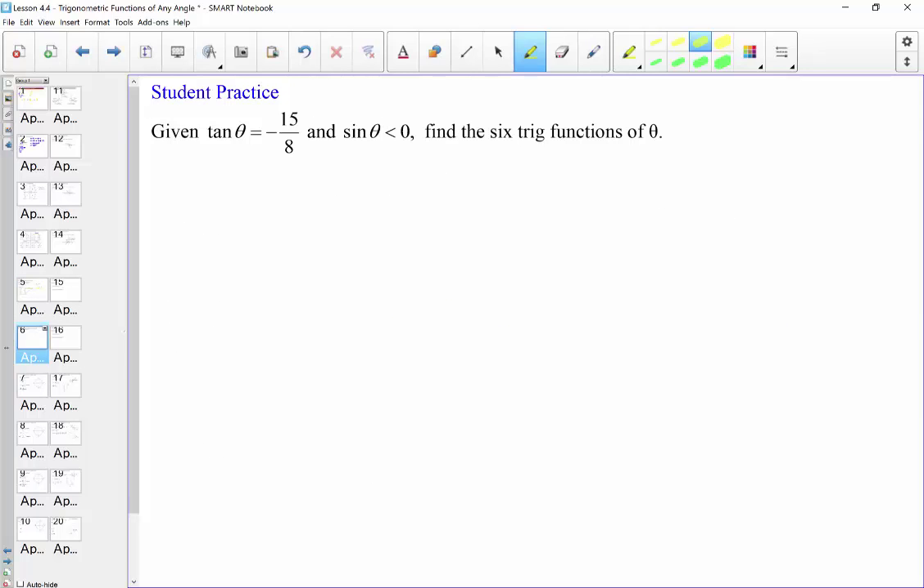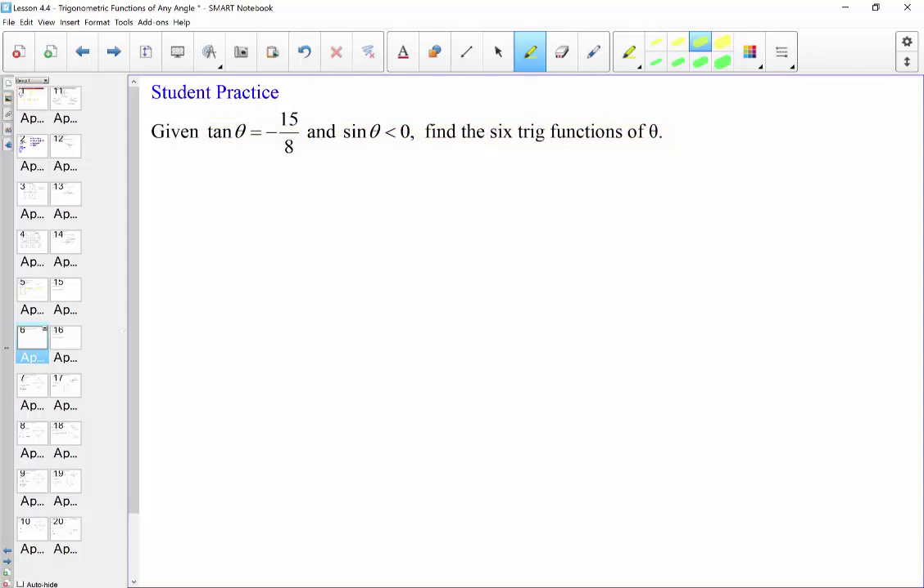Go ahead and pause the video and try this problem on your own. In this problem, we're told that the tangent of theta equals -15 over 8, and the sine of theta is less than 0, where the sine of theta is negative. We're asked to find the 6 trig functions of theta.